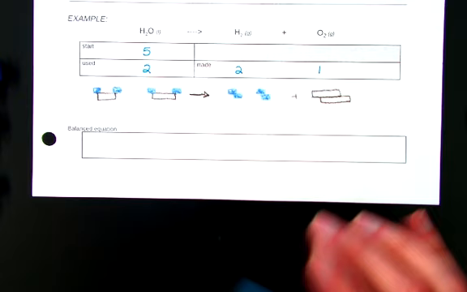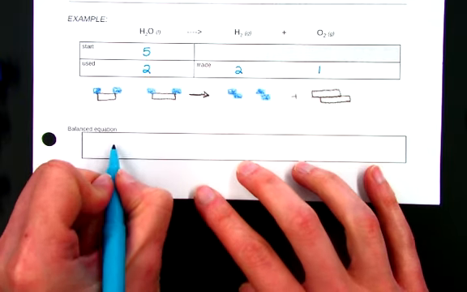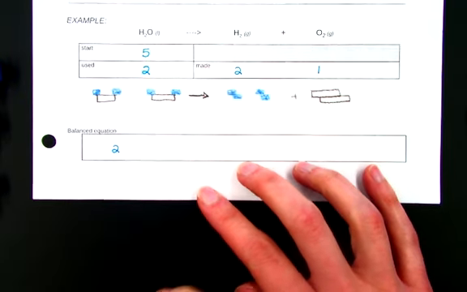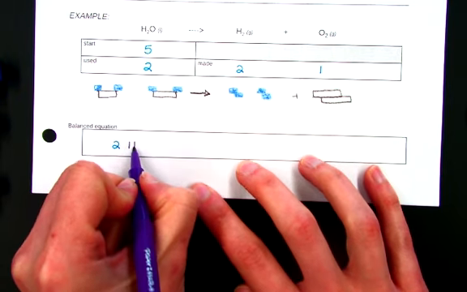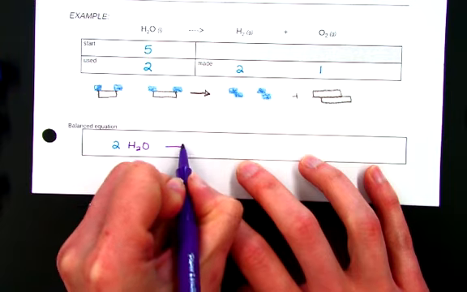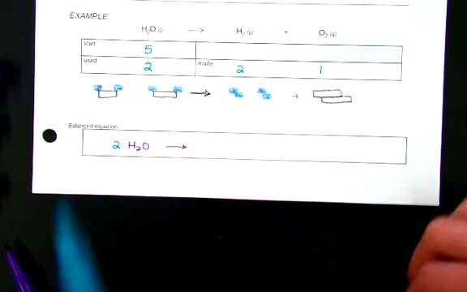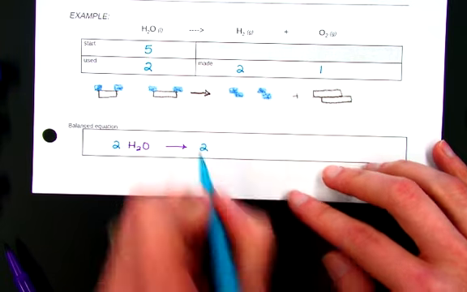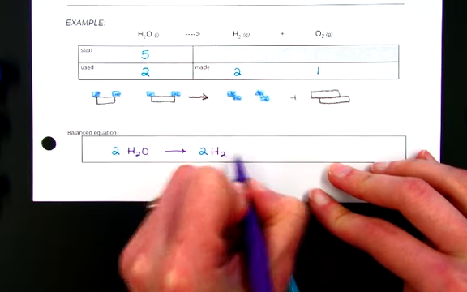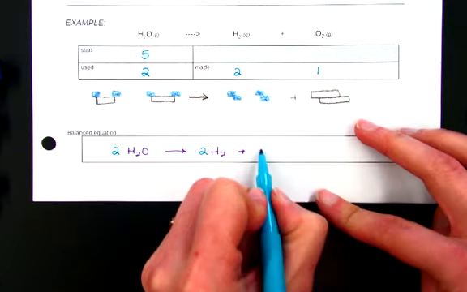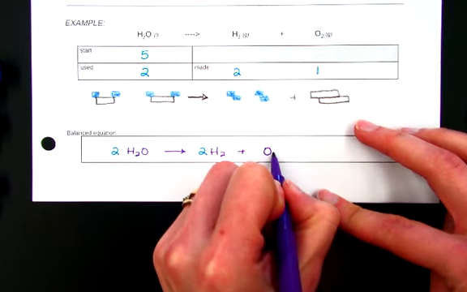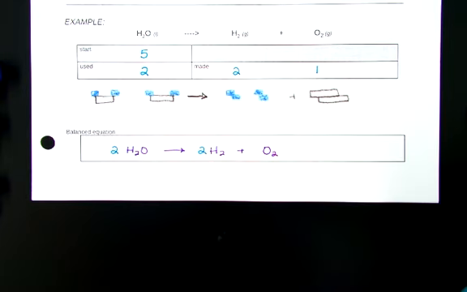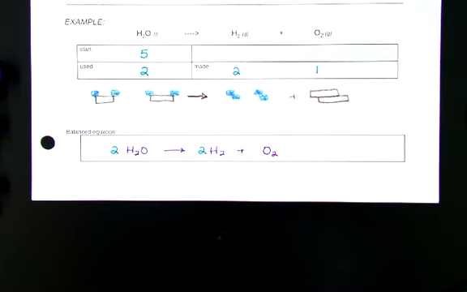Now I can write my balanced equation. I'm still going to use the blue for my coefficient. The 2 goes out there, and then I write my formula, H2O. I draw my arrow, then I write 2 H2 plus, now you can write a 1 in here if you want, or you can leave it blank. Remember, blank in front means the same thing as 1. Now this is my balanced equation. Ta-da!